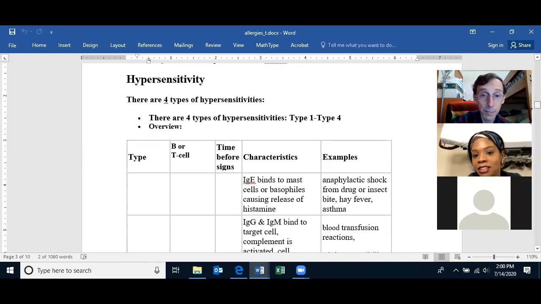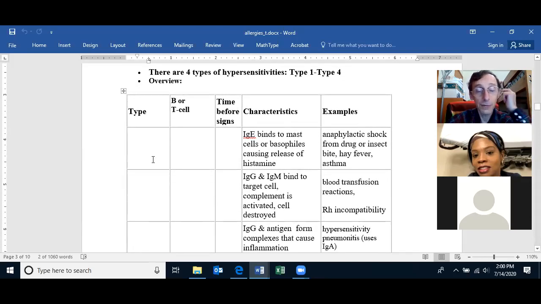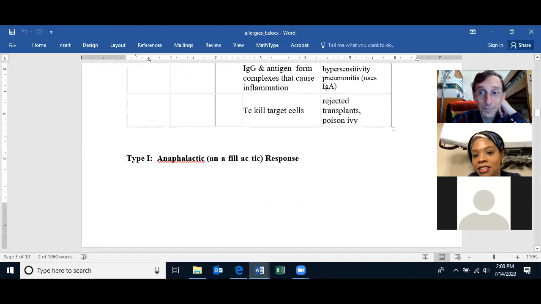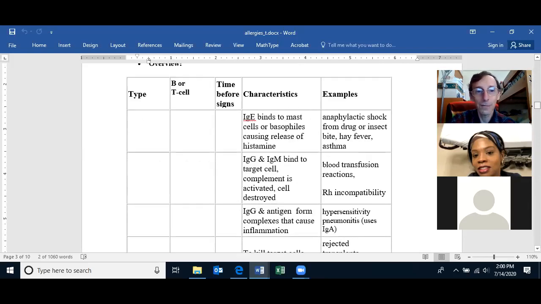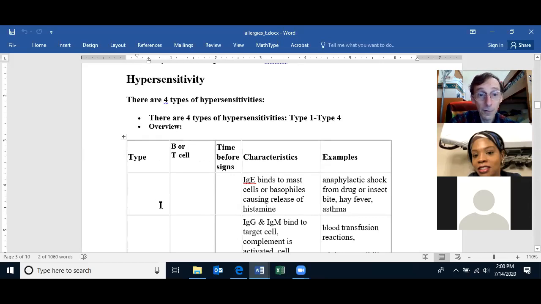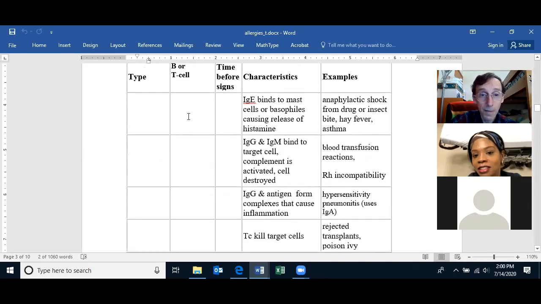All right, so there's 4 types of hypersensitivities, and they're given really creative names. There's type 1, type 2, type 3, and type 4. Can you be more creative than that? So this is an overview looking at the types here, and you should fill this in on your own. I'm just asking you to fill this in, the hypersensitivity, and then whether they're B cell or T cell. Well, the first 3, 1, 2, 3, the hypersensitivity comes from the B cells responding.